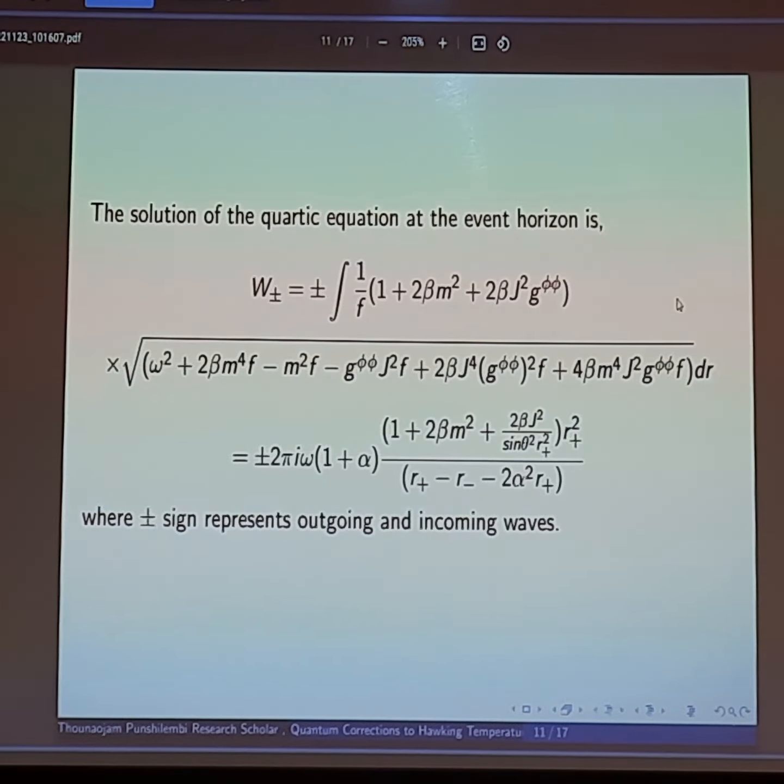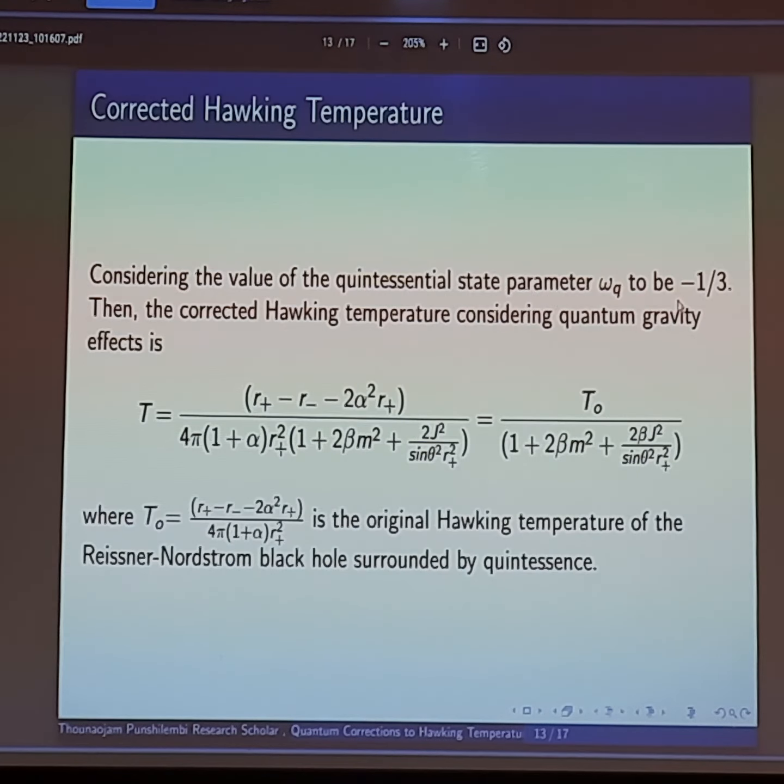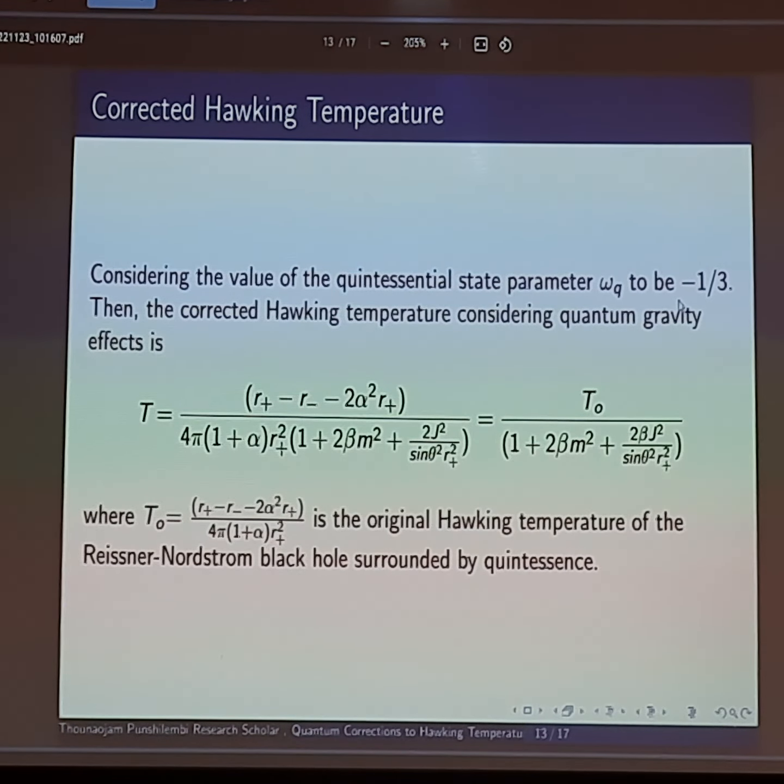By using the solution for the outgoing wave in the WKB approximation, we find the tunneling rate, which is given by the exponential of -2 times the imaginary part of the action, and by comparing this to the Boltzmann factor, we calculate the corrected Hawking temperature. For now we are considering the state parameter to be -1/3, and for this the corrected Hawking temperature comes out to be this, where T0 is the original Hawking temperature of the Reissner-Nordström black hole surrounded by quintessence.